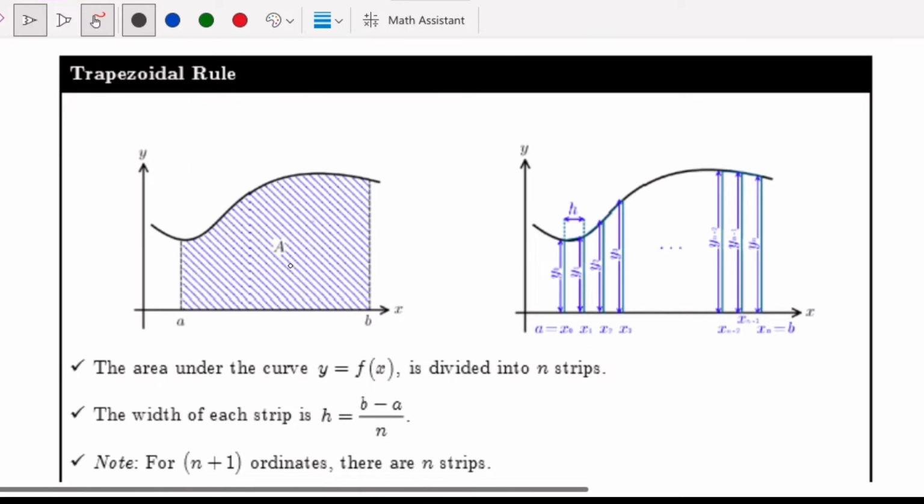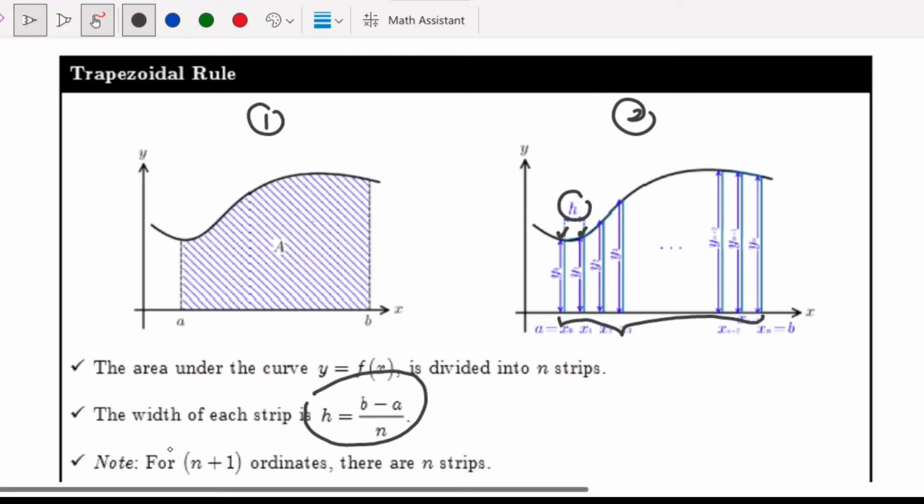So let us take a look at these two graphs. The first graph shows the shaded region under a curve, while the second graph also shows the shaded region. But now this shaded region is divided into several strips between point A and point B. If you notice here, each strip has a width. You can calculate the width of each strip by using this formula.